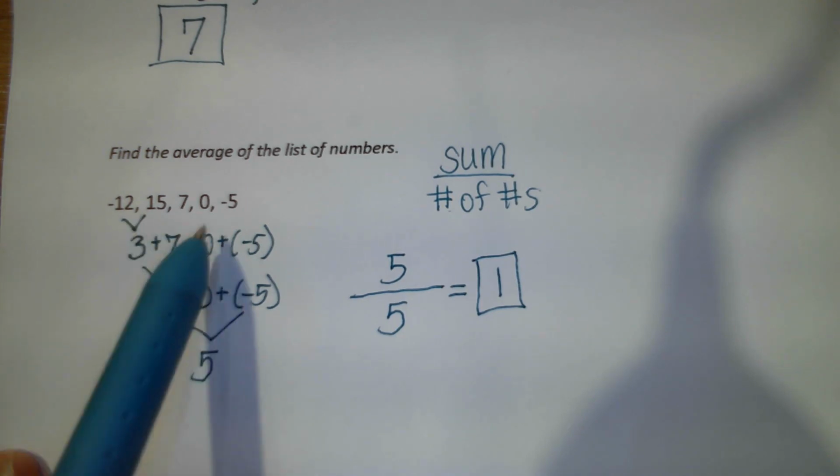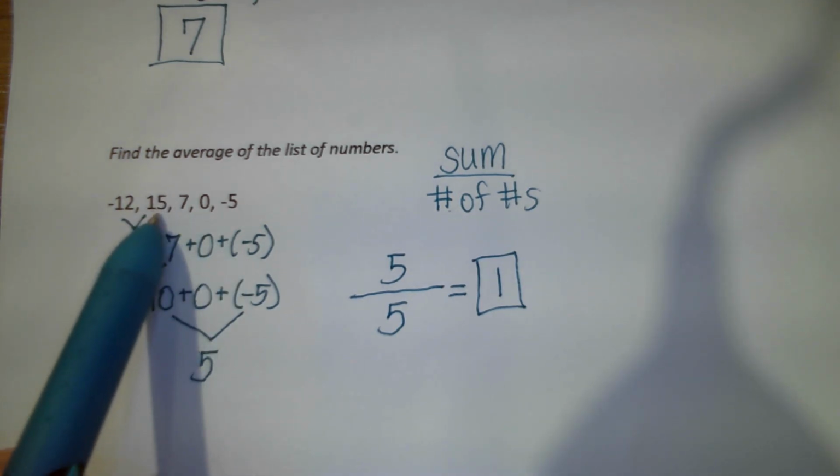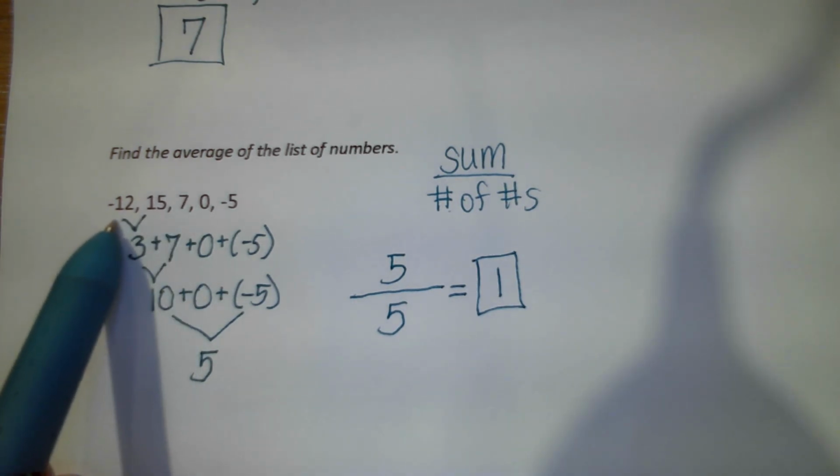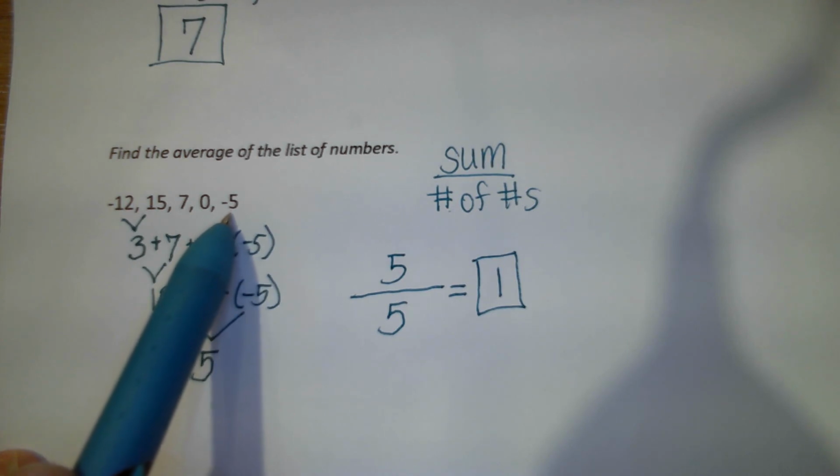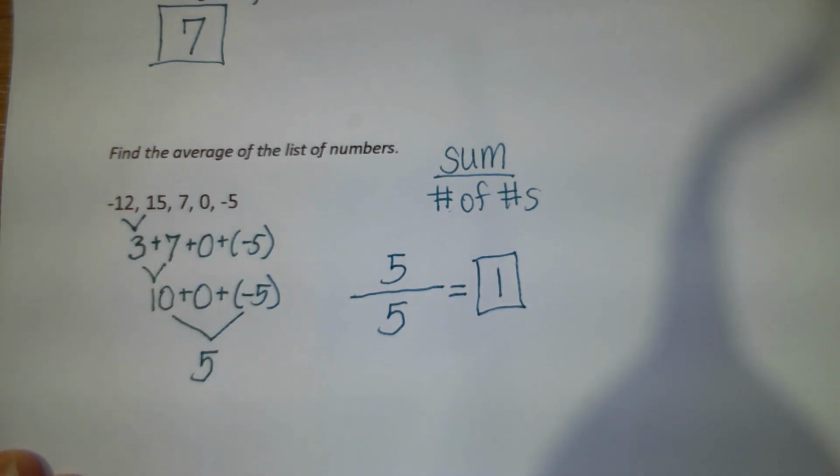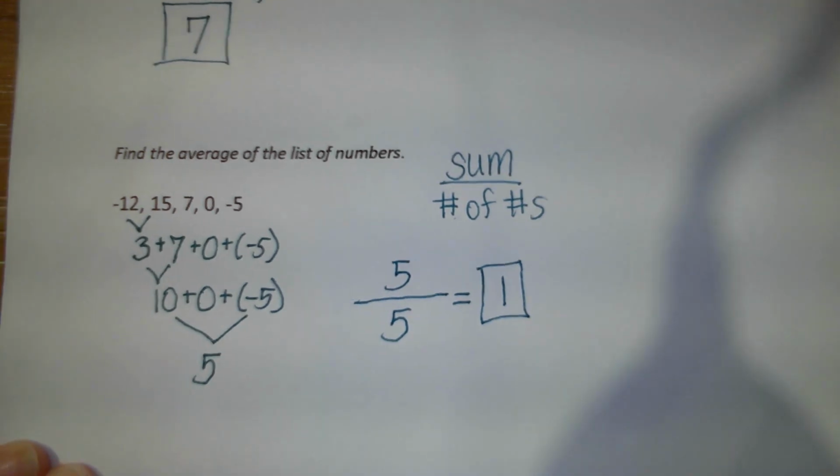And you might be thinking, how is that the average when I have a number as big as 15? Well, you have a number as big as positive 15, but you also have a number as small as negative 12 and another negative number, which kind of pulls your average down. So an average of 1 makes sense.